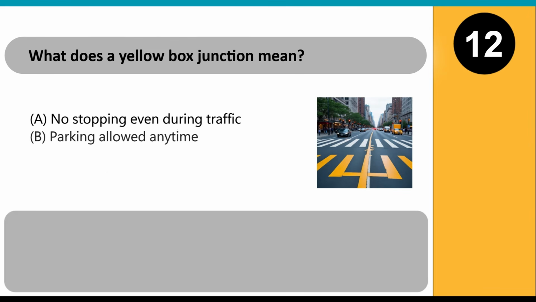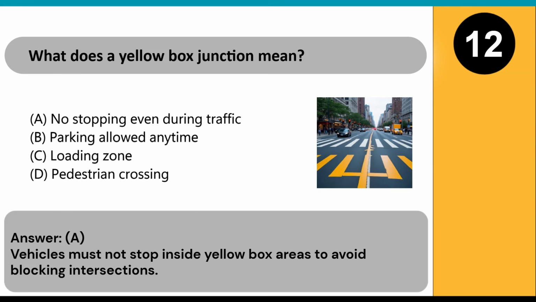What does a yellow box junction mean? A. No stopping even during traffic. B. Parking allowed anytime. C. Loading zone. D. Pedestrian crossing. Answer: A. Vehicles must not stop inside yellow box areas to avoid blocking intersections.